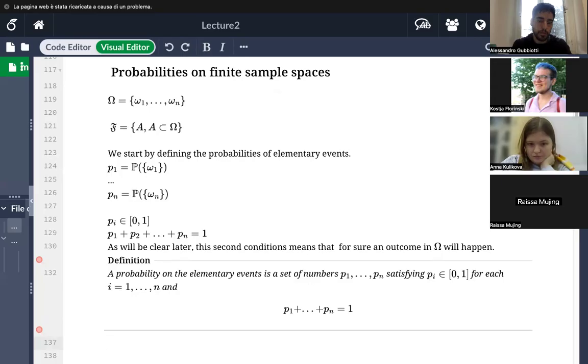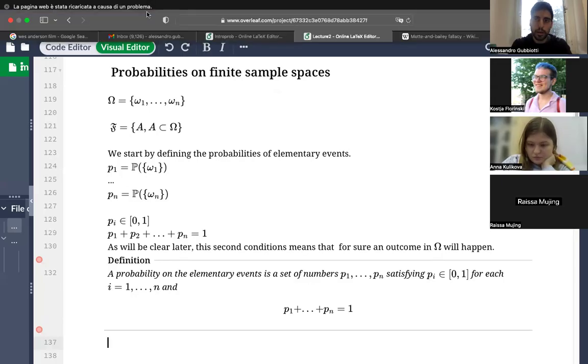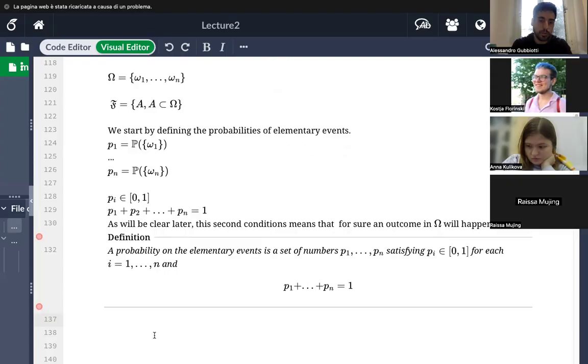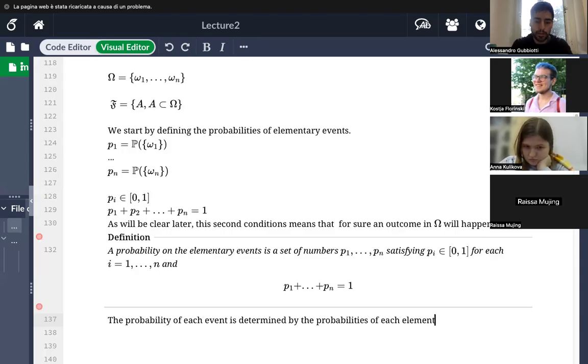So this is, I mean, this is quite intuitive. And then how do you define a probability of an event? Well, now the probability of each event is determined by these numbers. So the probability of each event is determined by the probabilities of each elementary event.